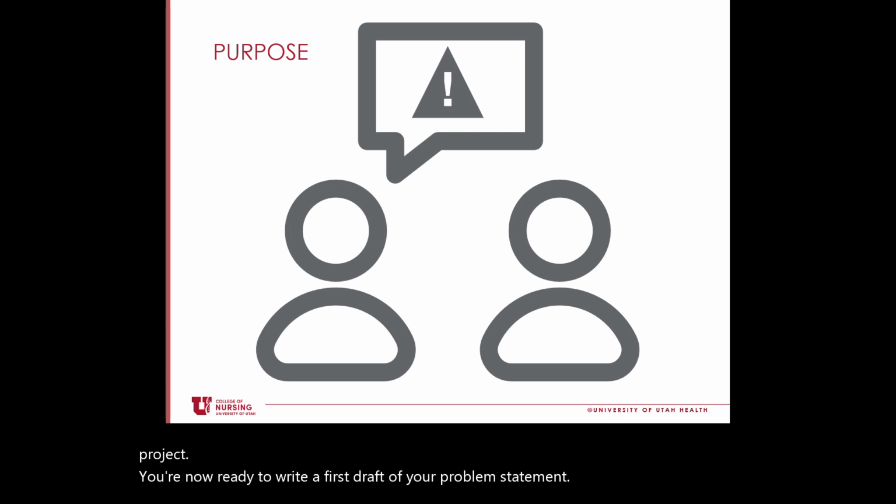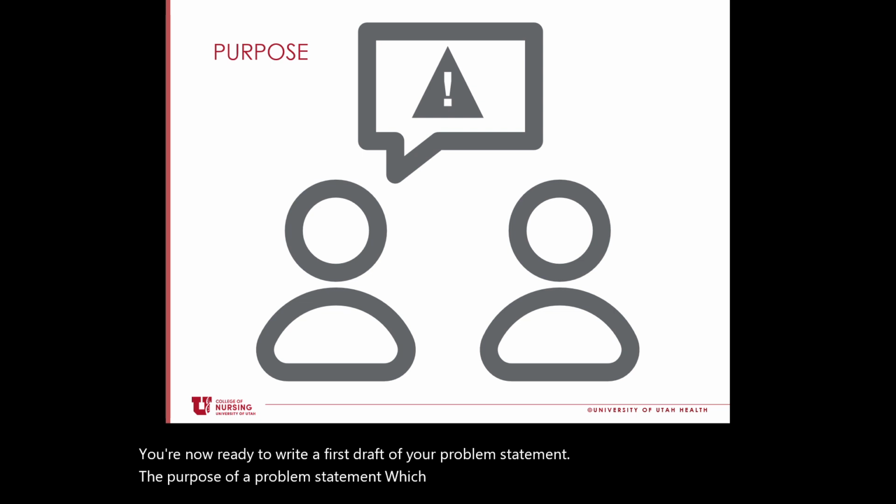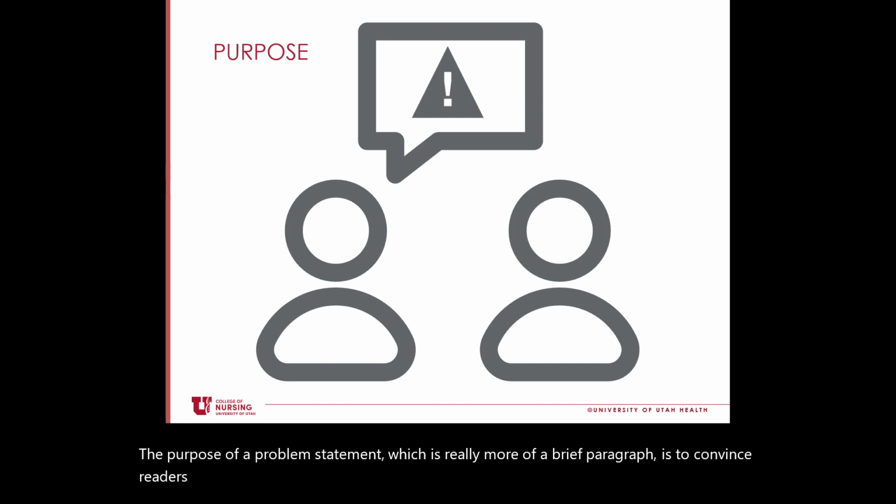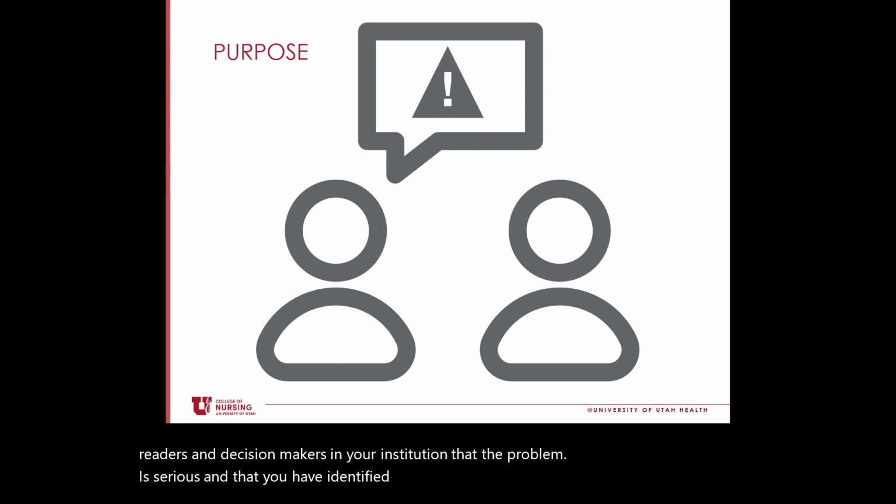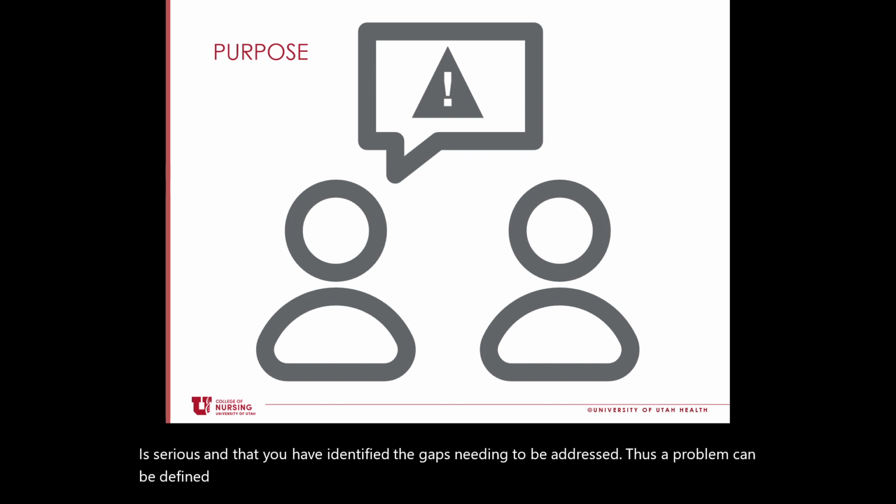The purpose of a problem statement, which is really more of a brief paragraph, is to convince readers and decision makers in your institution that the problem is serious and that you have identified the gaps needing to be addressed. Thus, a problem can be defined as the gap between the existing state and the desired state of a process.